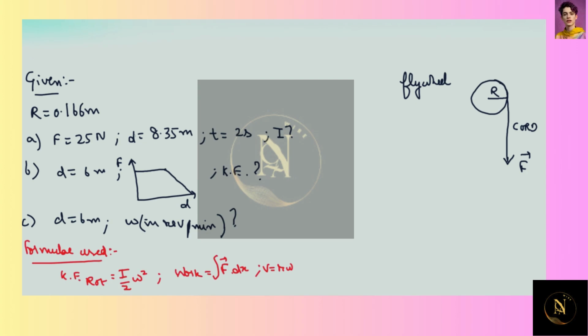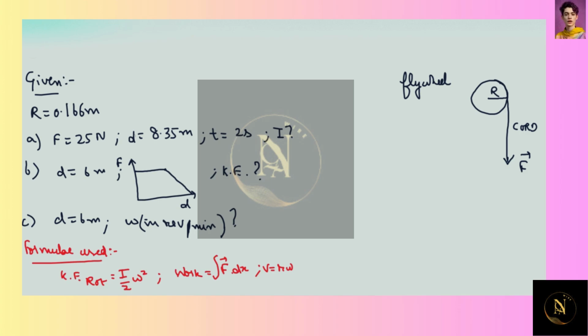Welcome to problem number 10.90. This is chapter 10, dynamics of rotational motion. Here we have a flywheel which has a radius capital R of 0.166 meter, and a constant force is applied in A part. So we have three parts here: A, B and C.